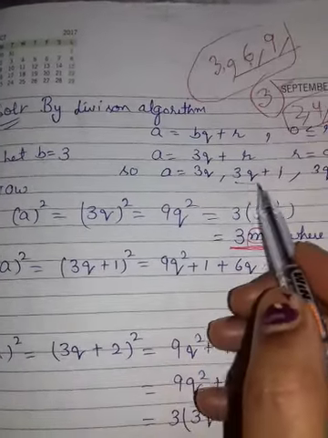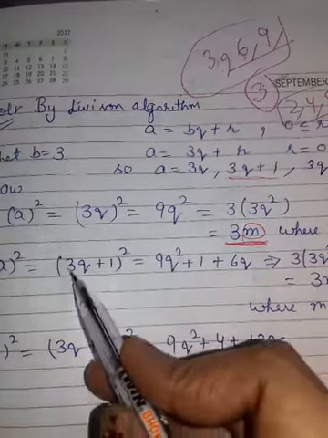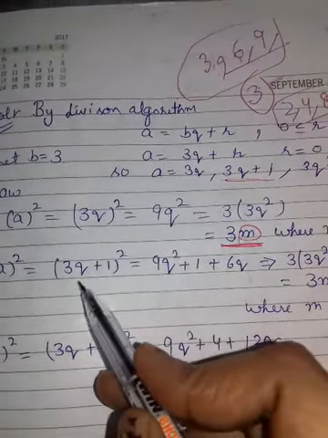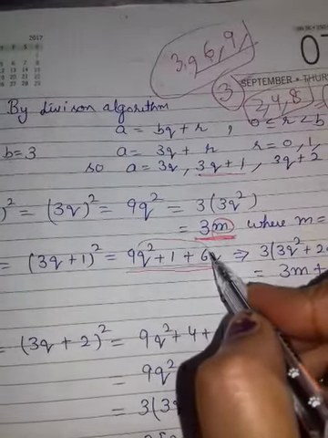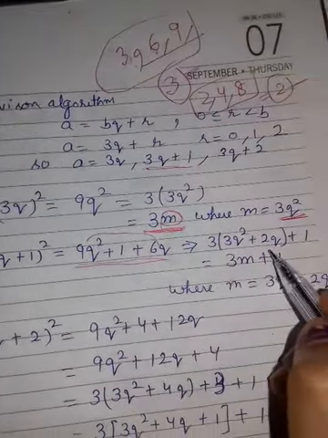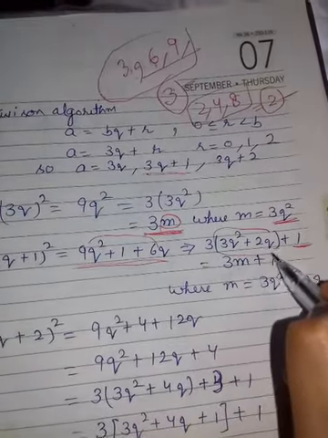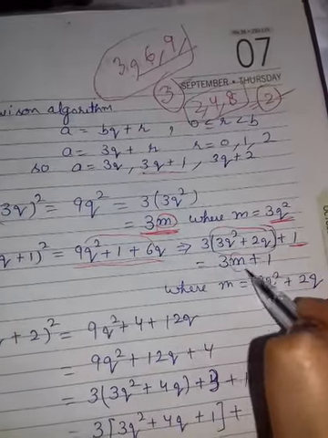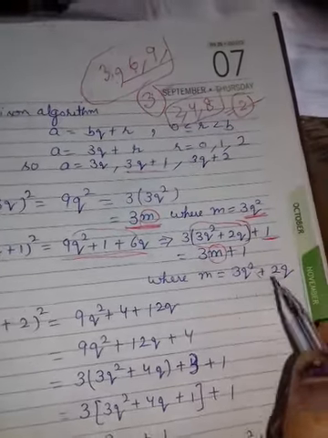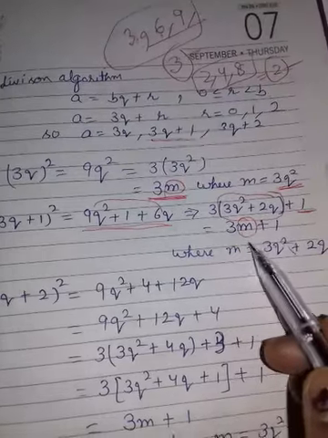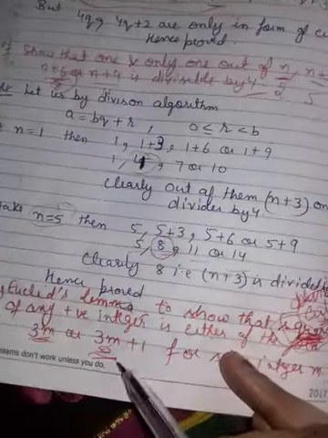Next number I took is 3q plus 1. Now I took the square of that number: a square plus b square plus 2ab. I opened the identity. Now from these two terms, 3 can be taken common, plus 1 remains the same. So bracket 1 is your m. m can be anything for different cases. Clear? m doesn't matter to us. So you can write it again in this form, 3m or 3m plus 1.